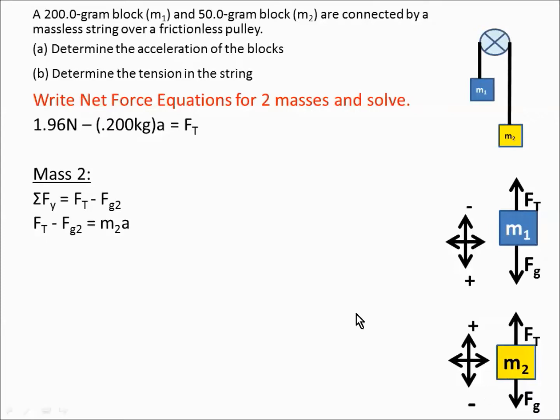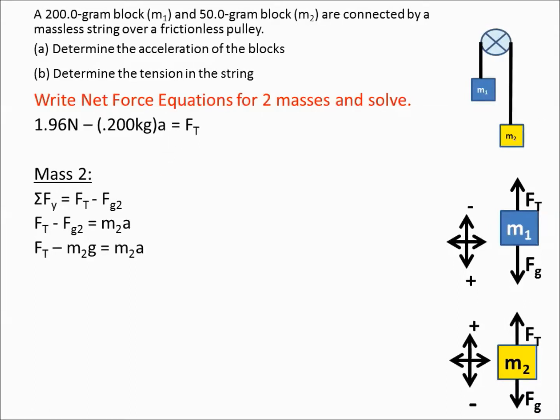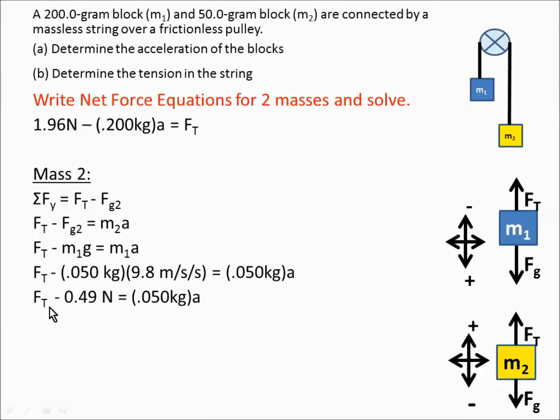And as I said, this A is the same as this A. Now we can replace Fg2 with mass 2 times gravity and plug in our values. And we will get the equation force of tension minus 0.49 newtons equals 0.5 times A.